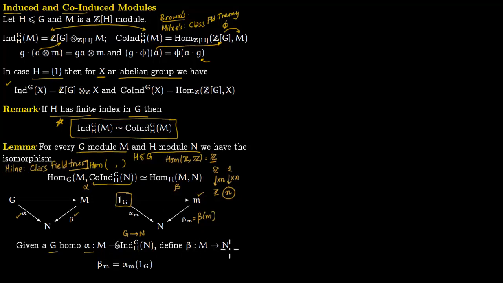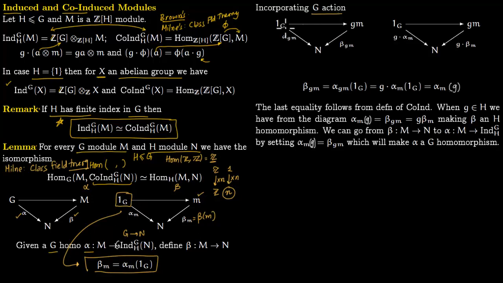So here you have alpha. This beta you can think of as beta m, but we are writing small m here because it's easier. So this beta m maps to some element here, which should be the same as this alpha m acting on 1g. So basically this diagram we are copying right here. Now we are talking about the g action, so you have to incorporate the g action. So 1g can map to gm. So then by our definition, you have beta gm here, alpha gm here.